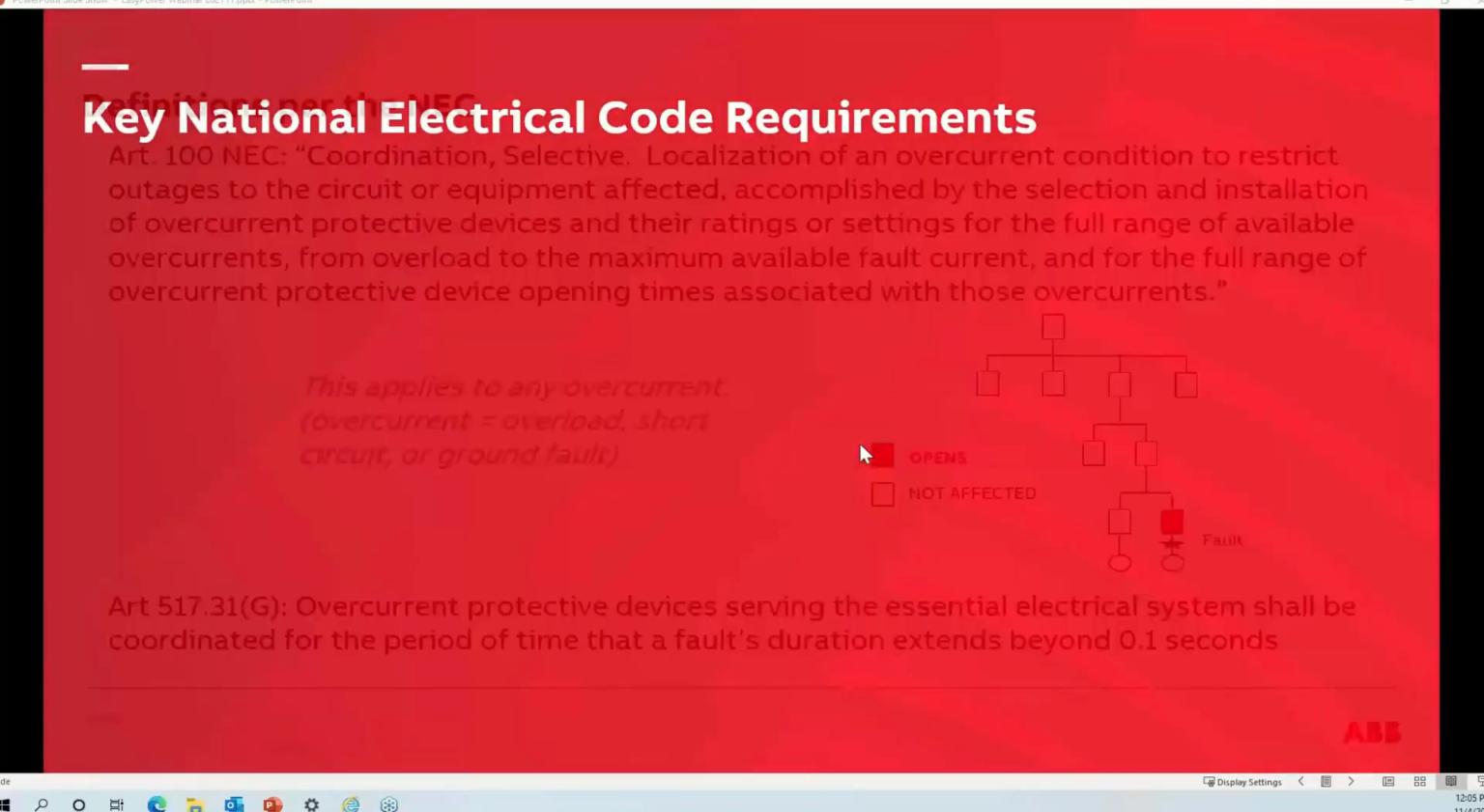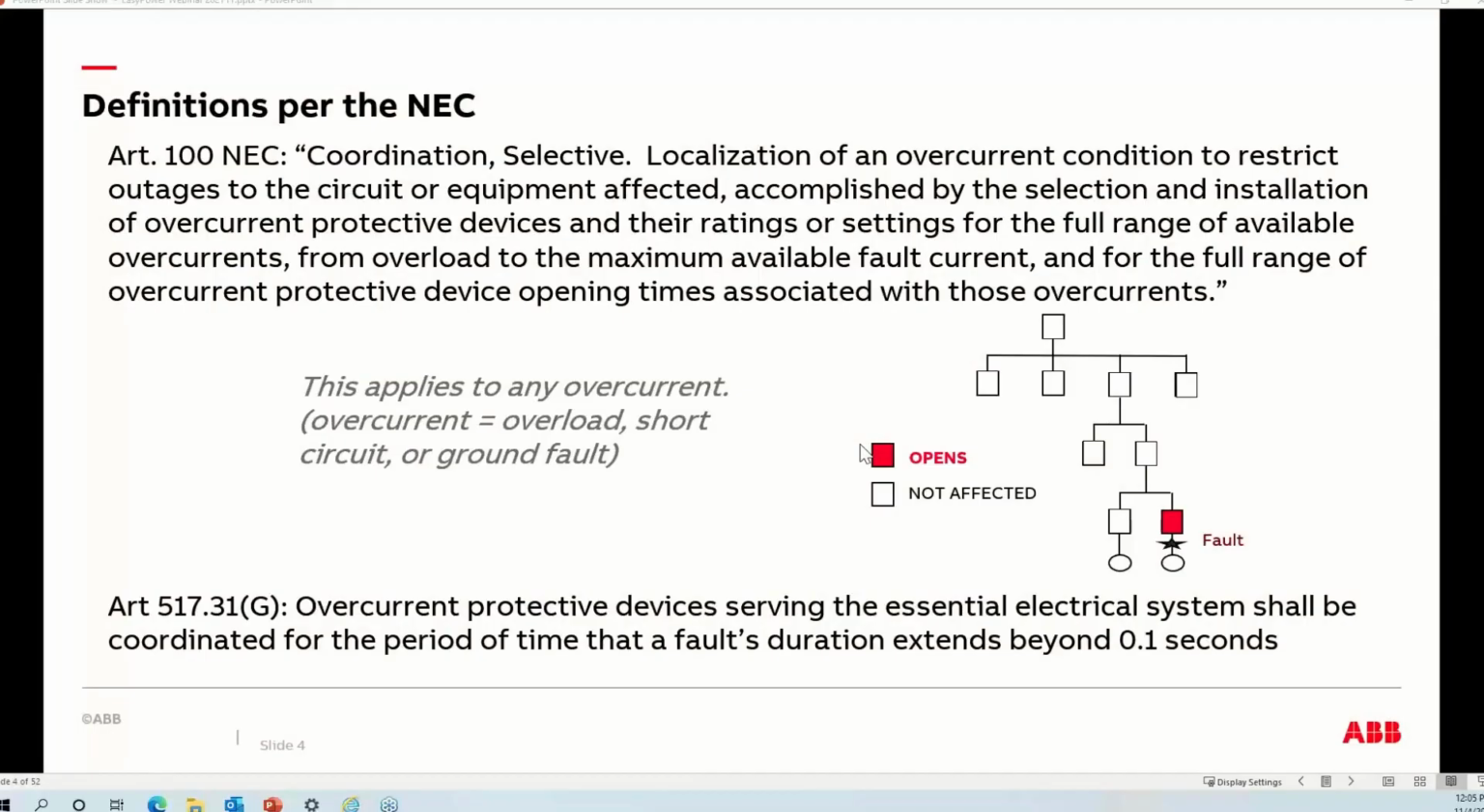Okay, I'll start with some of the basics. There is, of course, I think you're all aware, a formal definition of selective coordination that appears in the code, in the section for definitions under Article 100. And then there's another, not a definition, because obviously it is in Section 100, under Article 517.31, that is more of a definition by usage, where it's referring to 0.1 second coordination. So let's touch a little bit on each of these. The formal definition in the code: its intent is, for the most part, universally accepted as meaning only the first device upstream of the fault would clear that fault, leaving the remainder of the system unaffected.